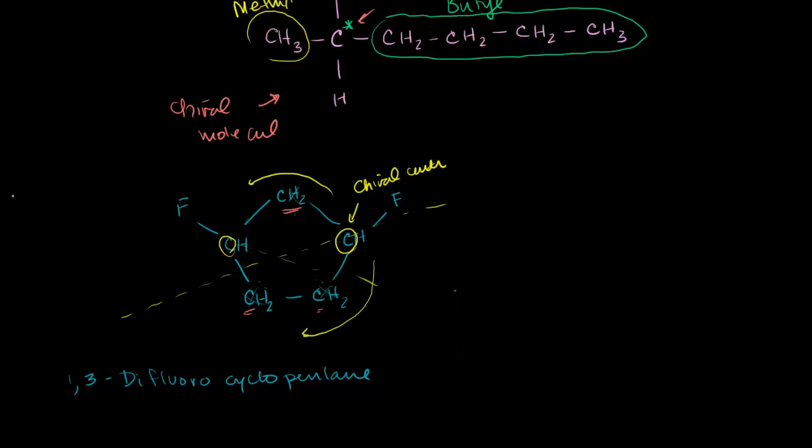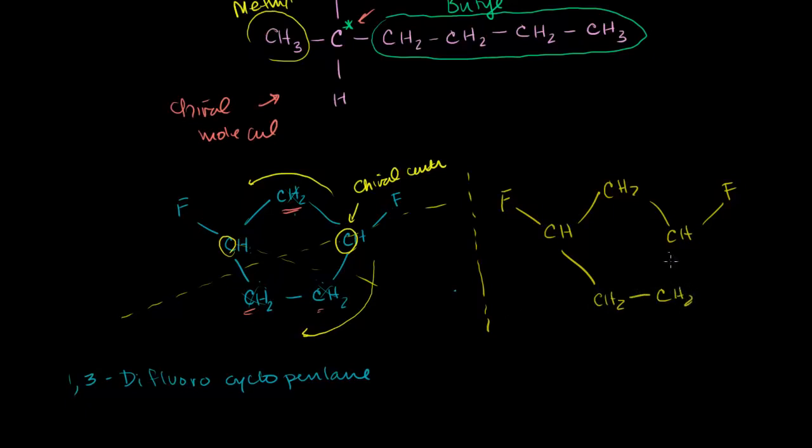Let me first draw the mirror. So in the mirror image, you're going to have a fluorine over there. Then you're going to bond to a carbon, which is also bonded to a hydrogen. Then that's going to bond to a CH2. That's going to bond to a CH, the mirror image of that, which bonds to a fluorine. That's the mirror image of that. And then you go down. This is the mirror image of the CH2 here. This is the mirror image of this, and you connect them.